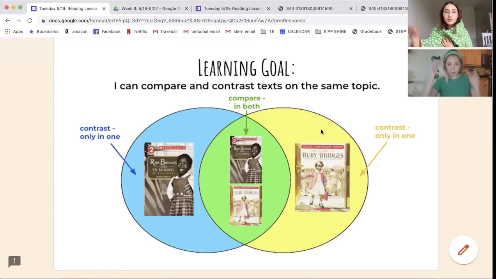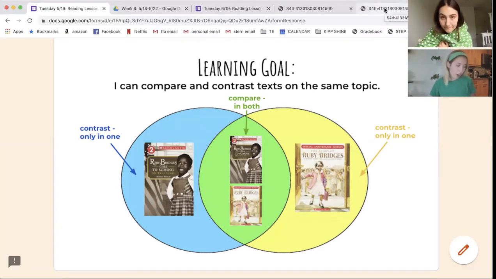So here's what we're going to do. I am going to go through each book, and Ms. Perlman and second graders, you are going to be looking for things that are the same in both books. Details that are the same in both books. Are you ready? Ready.